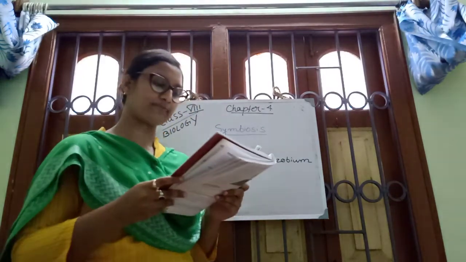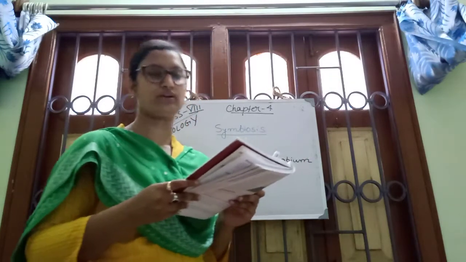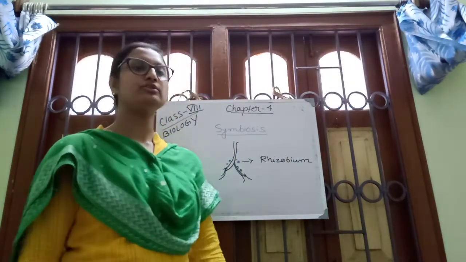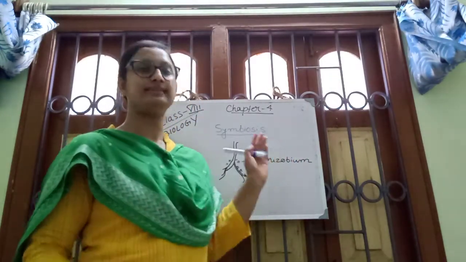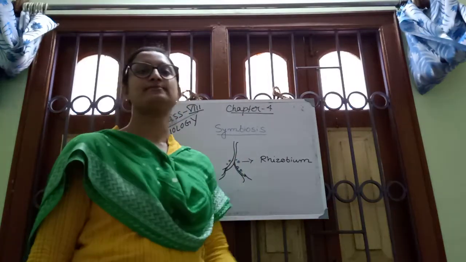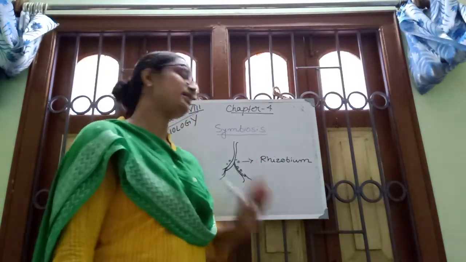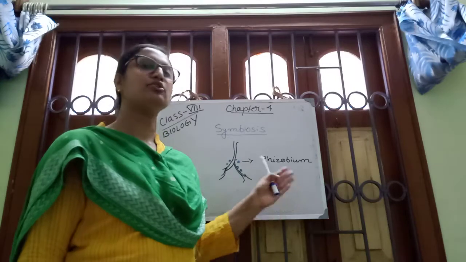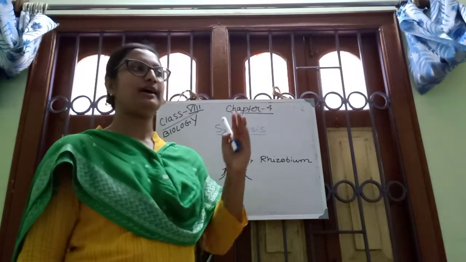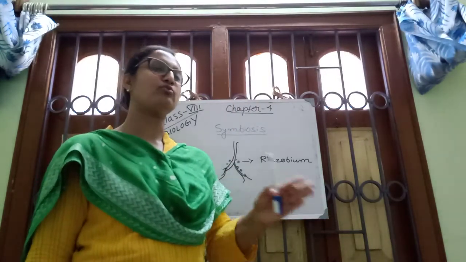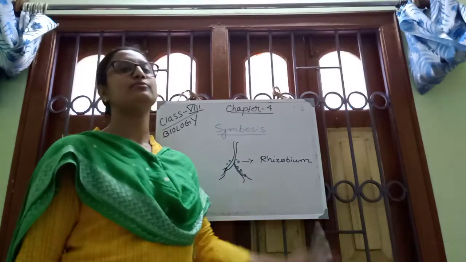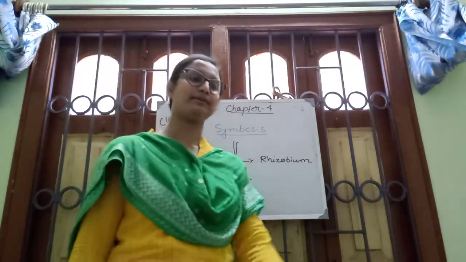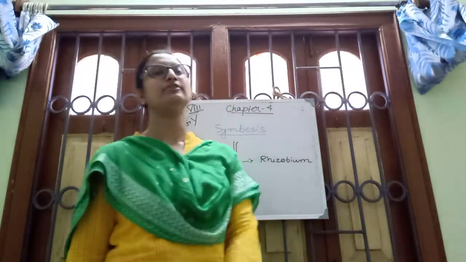The pea plant provides food and shelter to the bacteria. In turn, the bacteria fix atmospheric nitrogen and provide nitrate to the plant to grow. The leguminous plant provides shelter to the Rhizobium bacteria, and the bacteria help convert air nitrogen into nitrites. The plant can use these nitrites for growth and development. This is a symbiotic relationship.